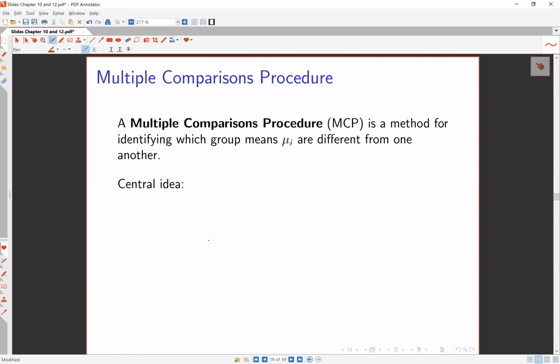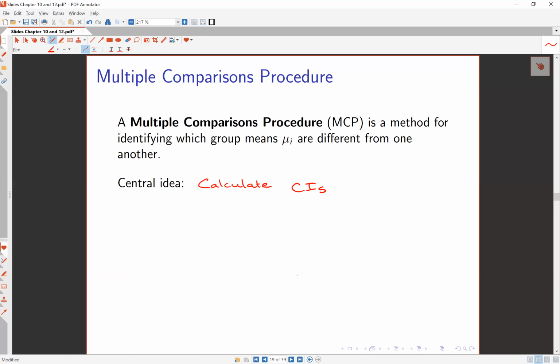And in a broad sense, the collection of procedures that allow us to do this are known as multiple comparison procedures. So these are methods where we can take all the group means and figure out which ones differ from one another. Now, what multiple comparison procedures in general have in common is that they are based on the idea of constructing multiple confidence intervals. So the central idea is that you're going to calculate confidence intervals for each pairwise difference.